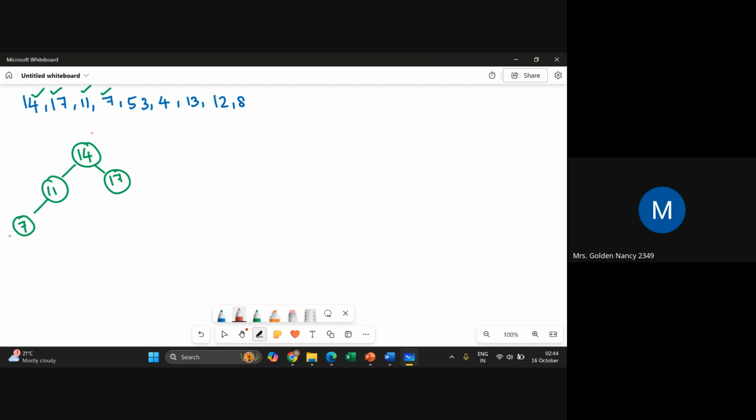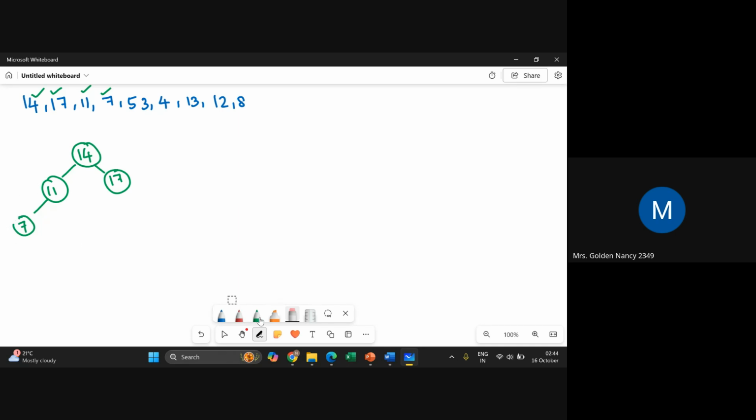For 7, there is no left and right, so the balance factor is 0. For 11, you have one left and no right, so 1, it is also accepted. For this node, the height of 14's left side is 2, and the right side is 1. So 1, this is also accepted. So the balance factor is not violated. So this is both a binary search tree and an AVL tree.